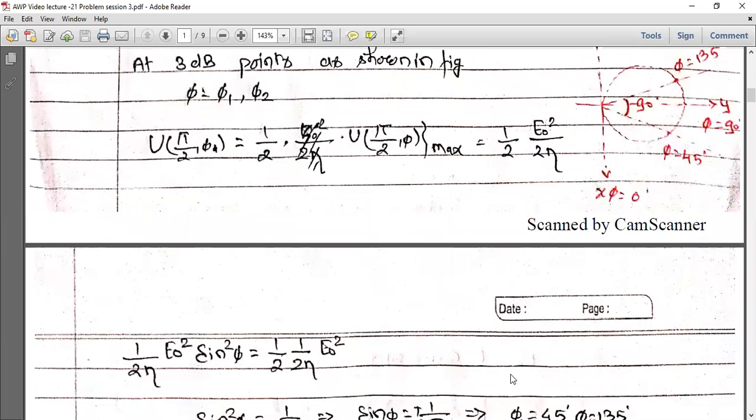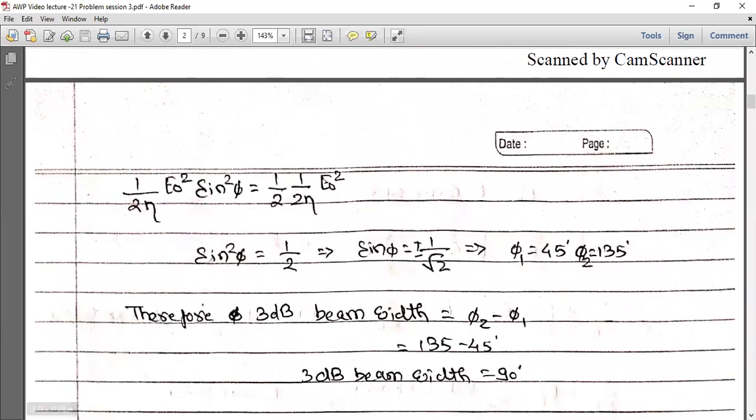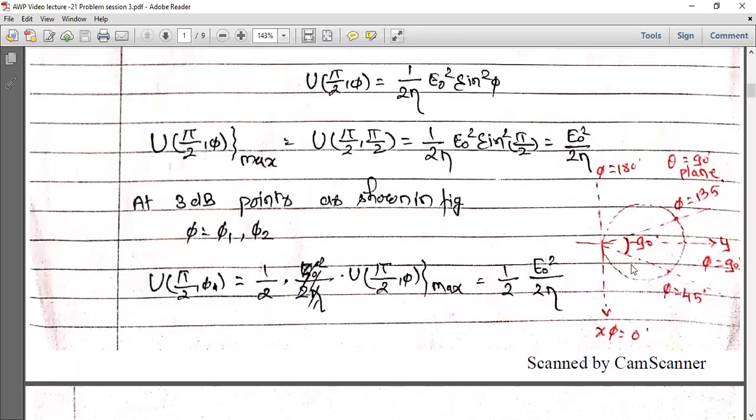U(pi by 2, phi) is written as 1 upon 2 eta E0 square sin square phi. It should equal half of this maximum value. So we cancel out the common factor 1 upon 2 eta E0 square, and we find that phi has two values, 45 degree and 135 degree. This is 0, this is 90, this is 180. So phi equals 45 is somewhere in between here, and phi equals 135 is somewhere in between here.